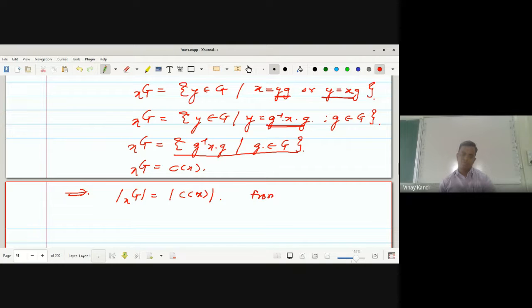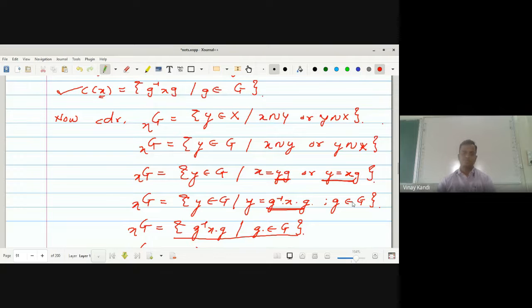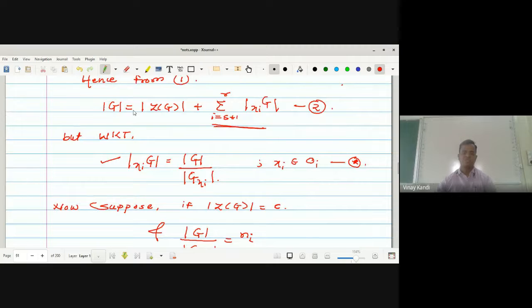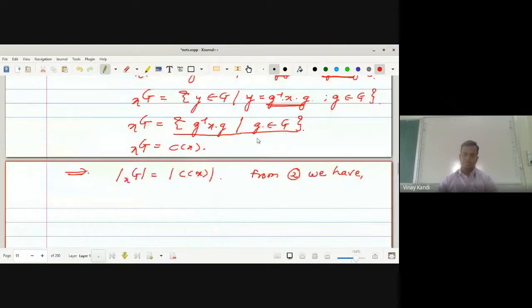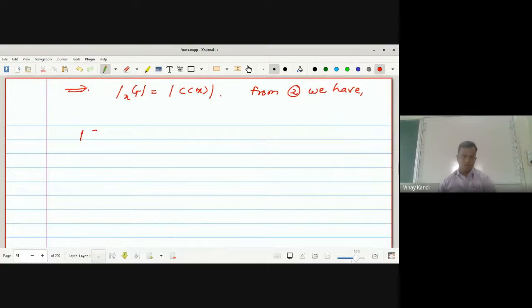So from equation 2 we have: order of G is equal to order of Z of G plus summation i running from s plus 1 to r of order of C of Xi. Here Xi is the representative. Any doubt? This is equation number 3.